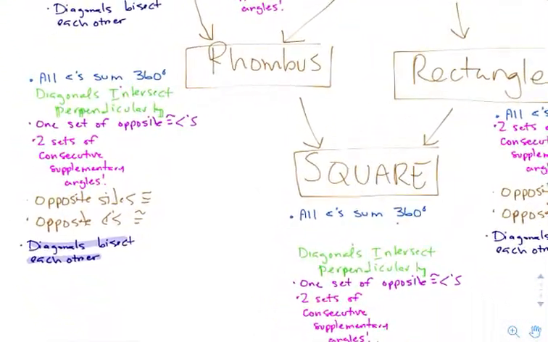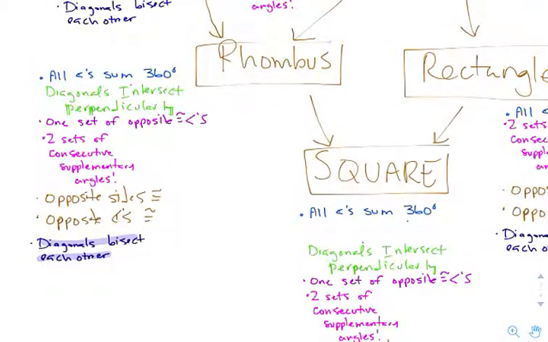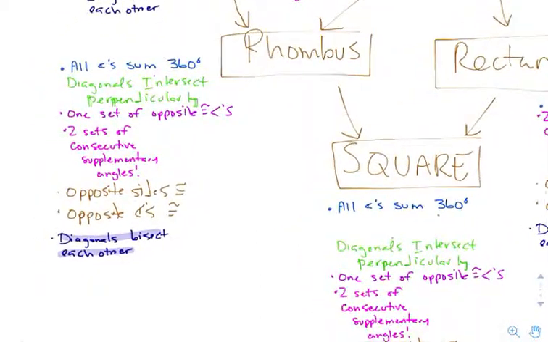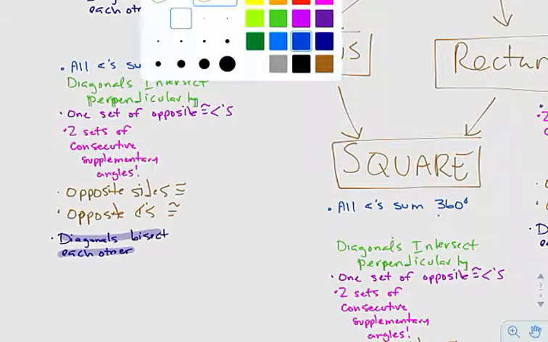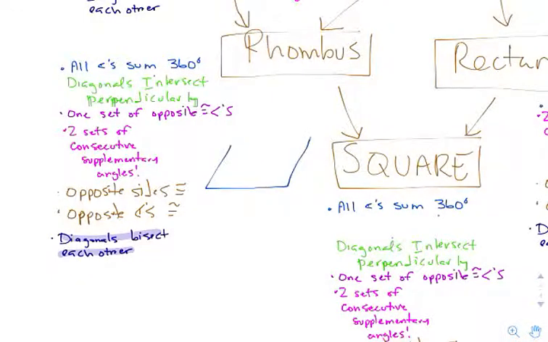Let's talk rhombus and let's talk rectangle, and then we'll call it a day. So let's talk about the picture of a rhombus. All four sides are the same: 1, 2, 3, 4. And there's a lot here that we already mentioned. All the angles add to 360. The diagonals actually bisect each other, which is true.